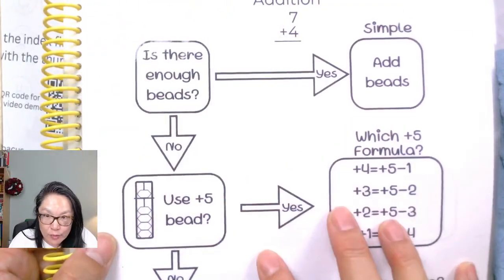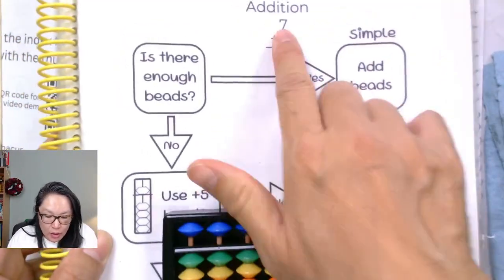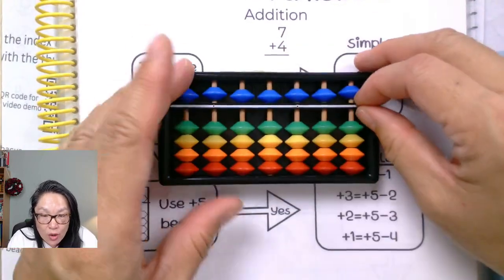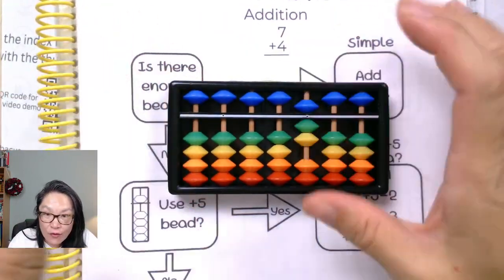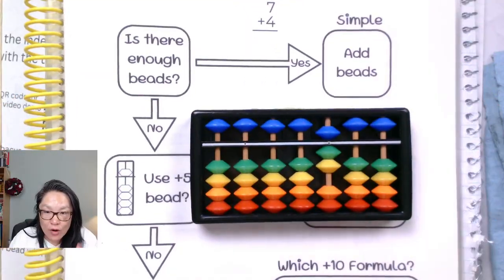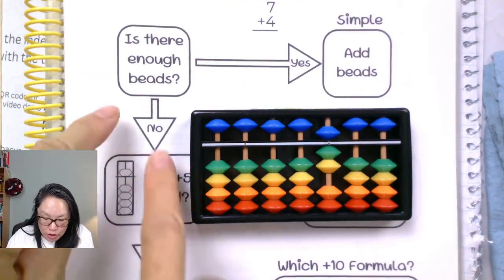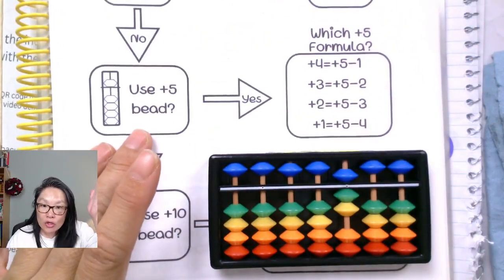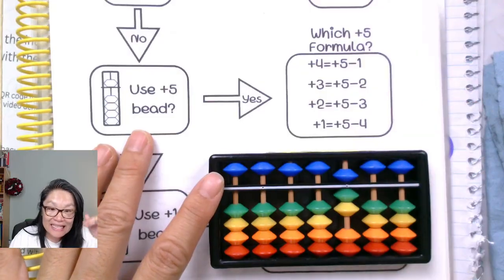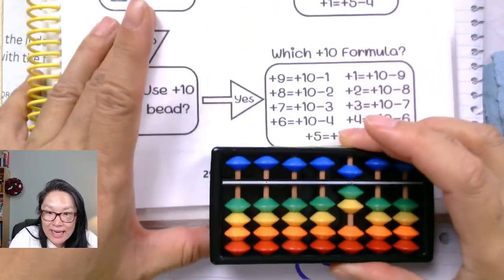So here's the framework. Here is the idea. When we have 7, the question will always be, and I've started this, right? Here is my 7. When I add the 4, are there enough beads to add the 4? Yes or no? No. So I'm going to go here. Can I add the 5? Yes or no? No, because I'm using the 5. The next step is to make a 10.